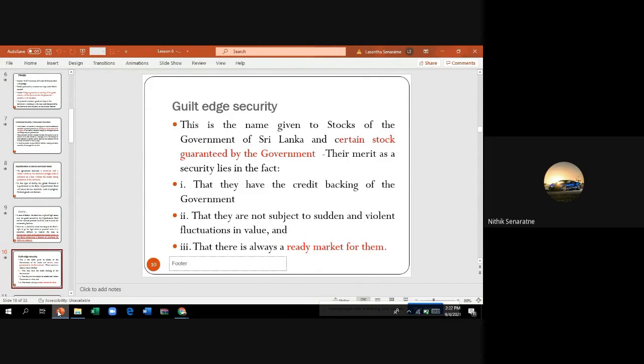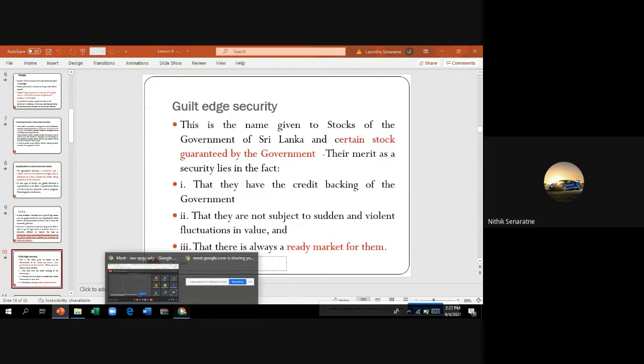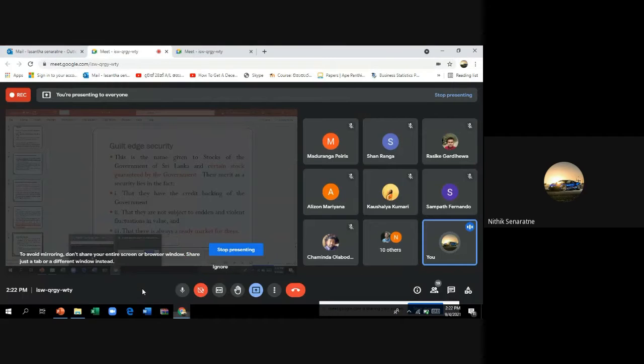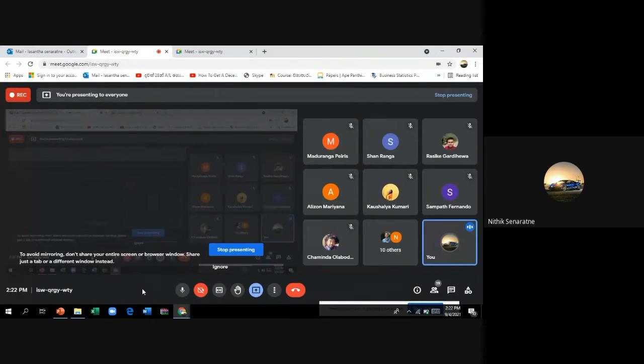You must be having a lot of problems with regard to this type of topic because you are all involved in practically obtaining securities and granting facilities. So that's a core banking business of a banker. I don't think that you don't have problems. No questions? So what is the difference between hypothecation and pledge?